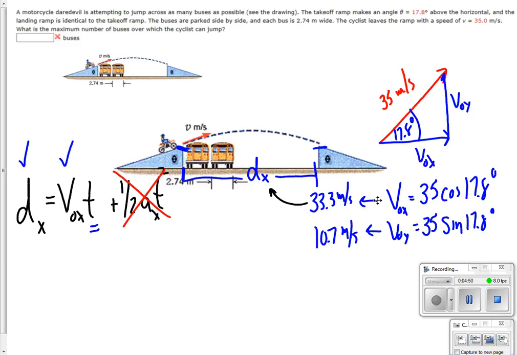But we don't know t. What we do know is that t is totally dependent upon how long he's in the air, which is 100% dependent on his V initial y. So I'm going to use V initial y here.